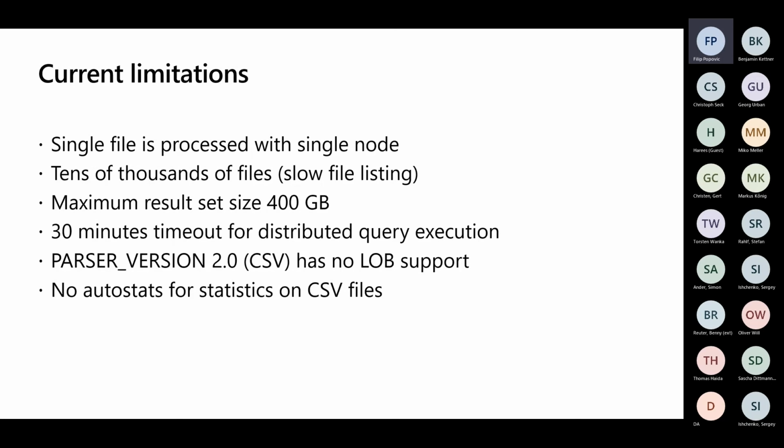And it's fair to say what the limitations are, in terms of performance mostly. Well, we mentioned a single file is processed with a single node. It's a current limitation. Tens of thousands of files: if you're targeting tens of thousands of files with your path, then slow file listing may kick in. Maximum result set size is 400 GB.